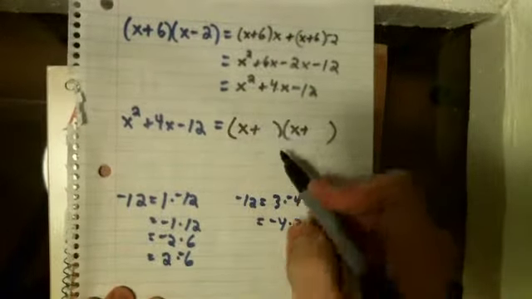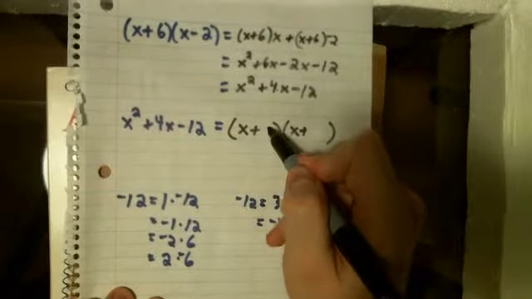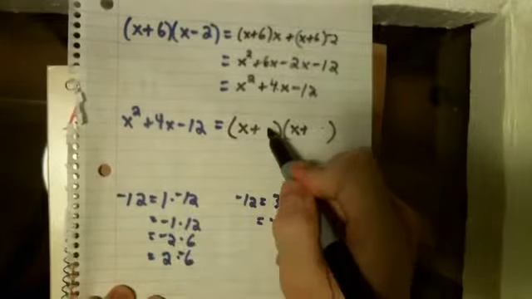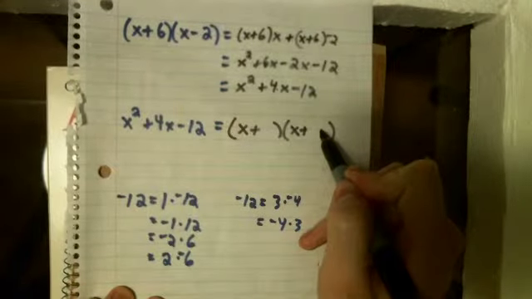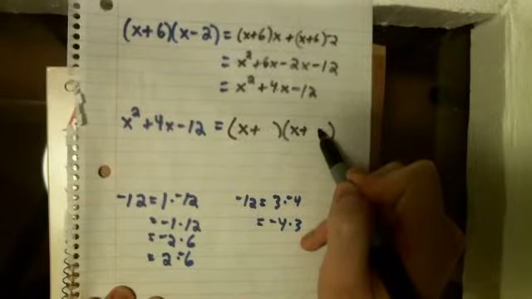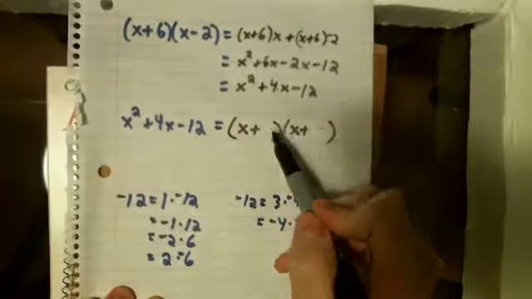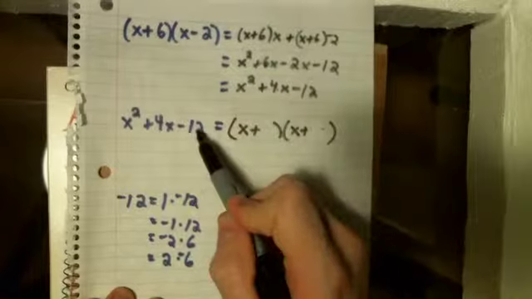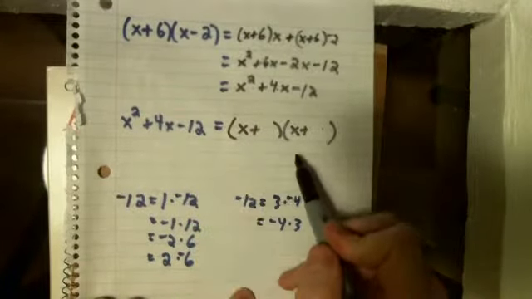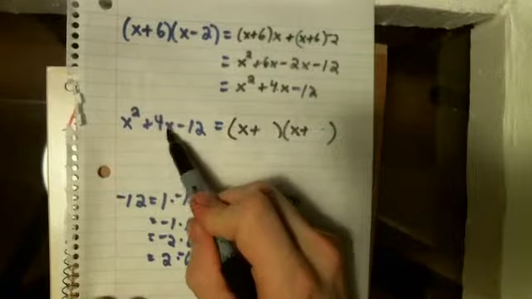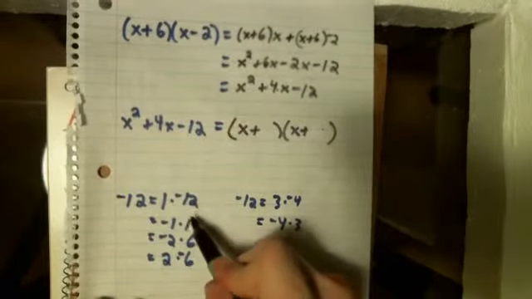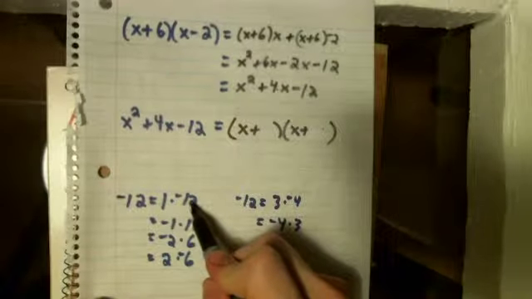So we know that a number like 1 and negative 12 would have to go here and here, or a number like negative 2 and 6 would have to go here and here, or maybe a 3 would have to go here, and maybe a negative 4 would have to go here. Whatever the case, we know that these two numbers have to multiply out to give negative 12. What we also know is that those two numbers also have to add up to 4.